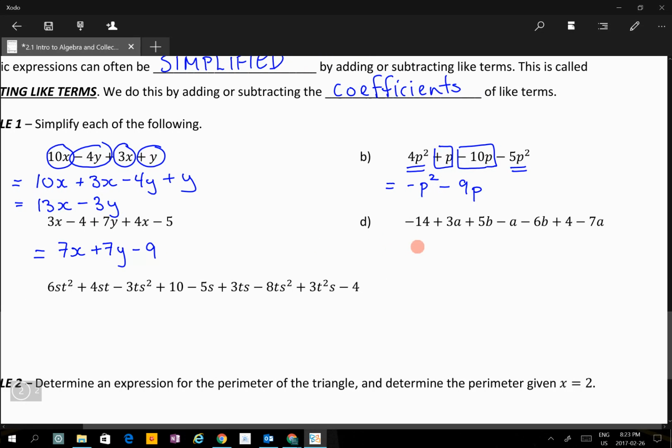And over here, what are my like terms? A's and B's and the constant. So collect the A's. So 3a, take away an a, take away 7 more a's, gives me negative 5a.